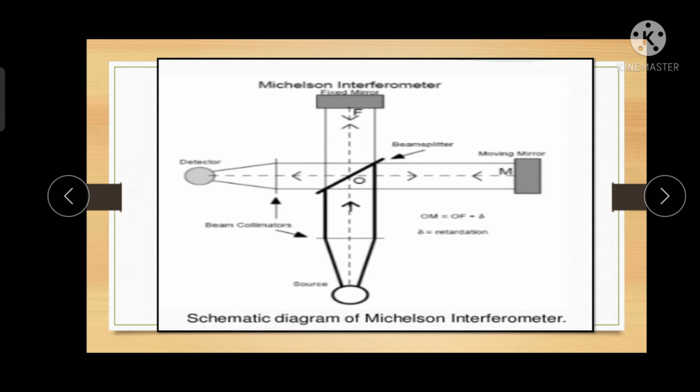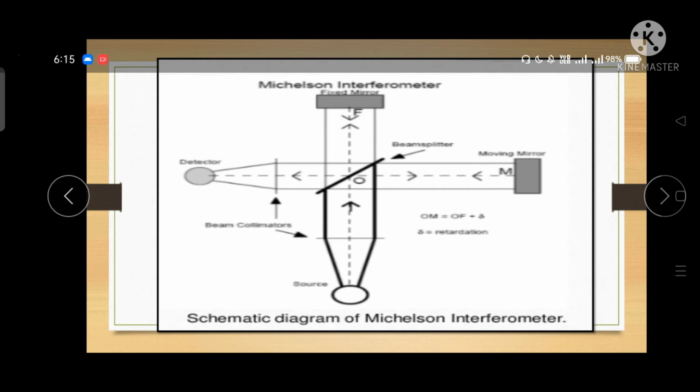The main components are the beam splitter, the fixed mirror and the moving mirror, the detector for detection, and the IR radiation source which emits the IR radiation. This is the retardation, that is, the path difference for these two beams, and the beam concentrator is used to focus the beam in a particular direction. So this is the Michelson interferometer.